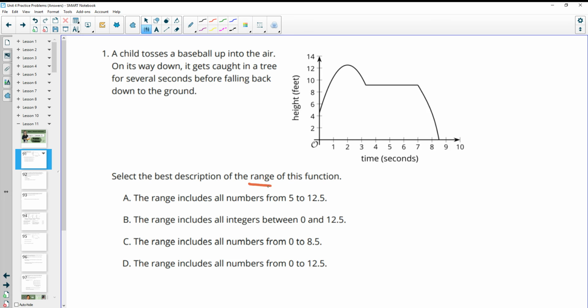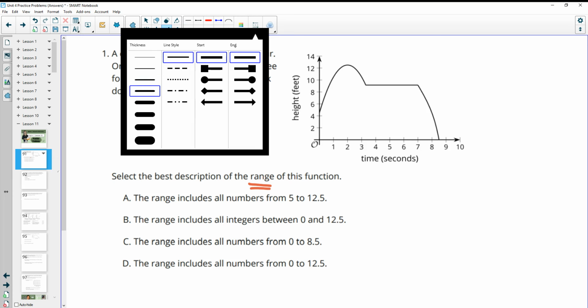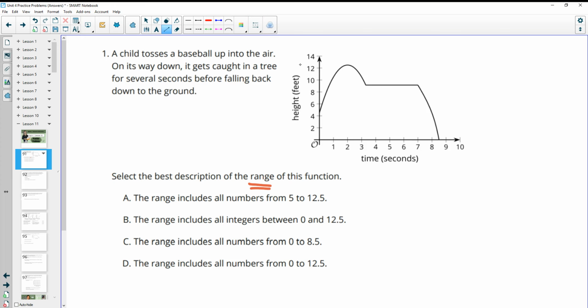So when we're talking about the range, it's the output values that the function takes on. So the y values, or in this case, the height. So we're looking at how high this ball goes and then all the way down to how low it goes. So the range is these values here.